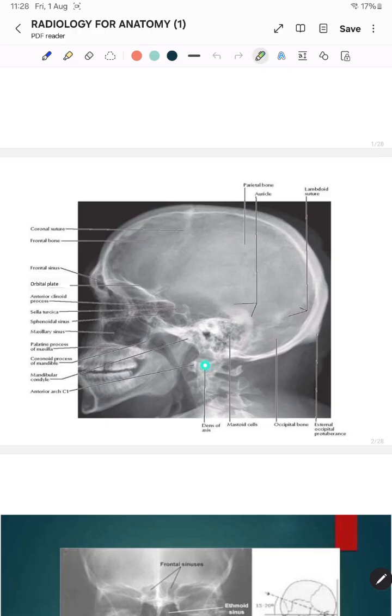Then this is C1. You can see the two tables, outer and inner table, and in between them this is the diploe. And here we can see the coronal suture. This is the coronal suture, and this is the lambdoid suture, and the external occipital protuberance can also be seen.